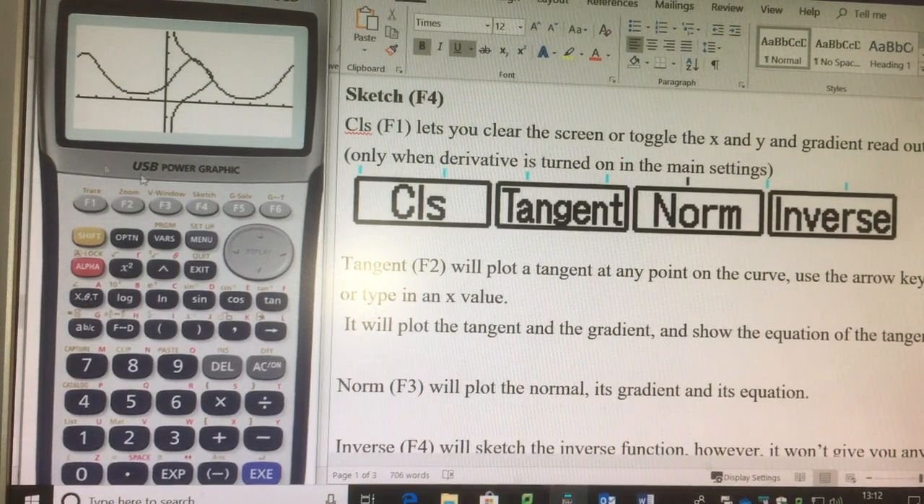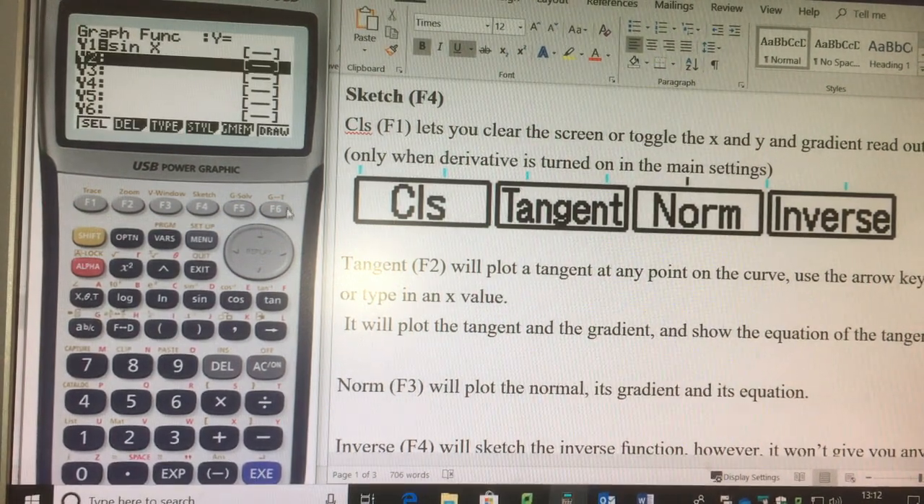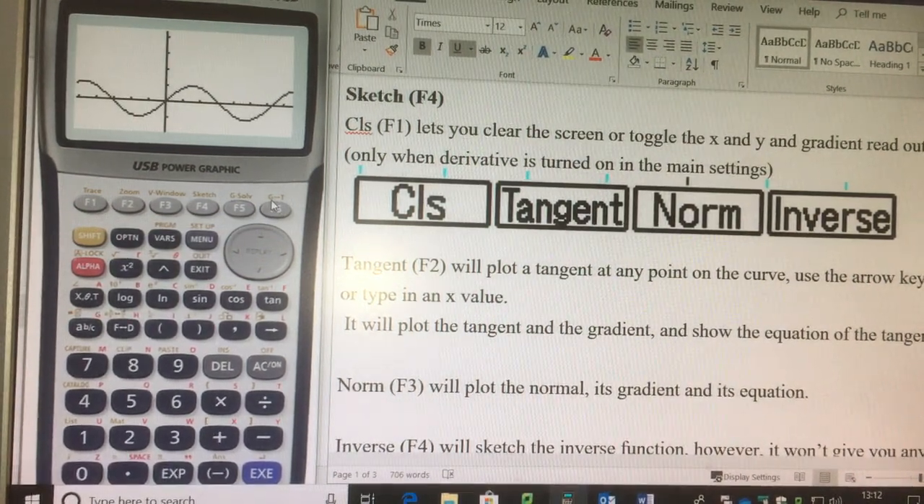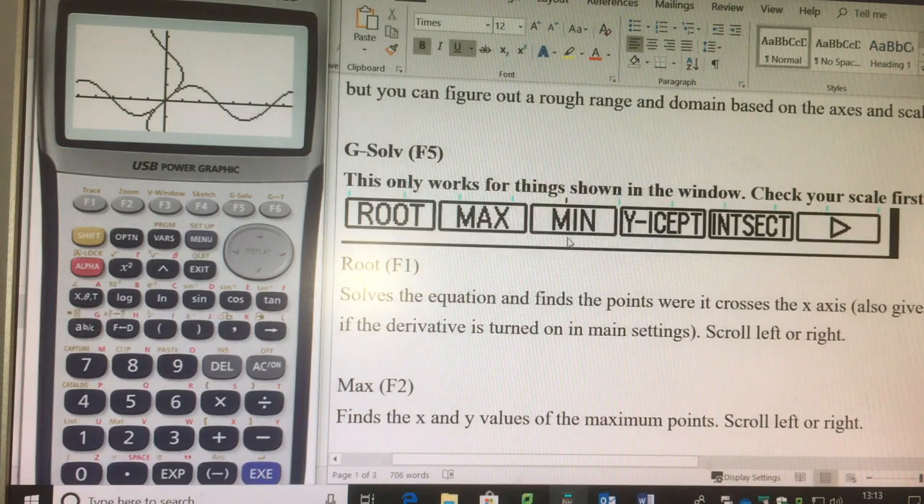If you just want to sketch sine, and again, you might need to change this, oh no, it looks right. So there's sine. If I forgot what arc sine looks like, I could just go sketch, inverse, and there's arc sine. And you can do the same for arc cos and arc tan as well. Cool. Any questions about that? So that's the sketch function for tangents, normals, and inverses. Cool.